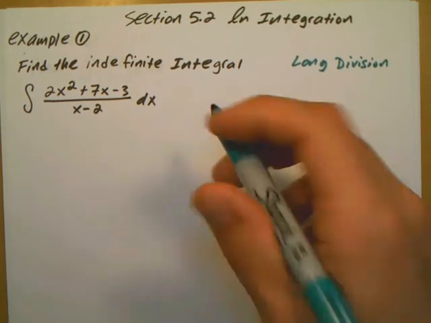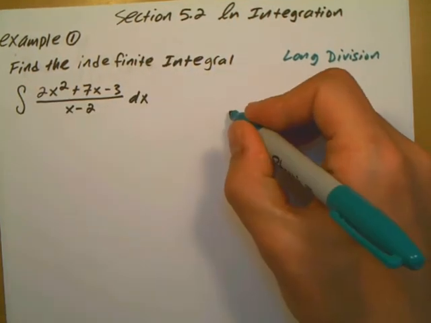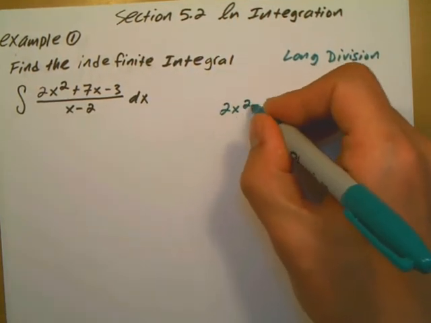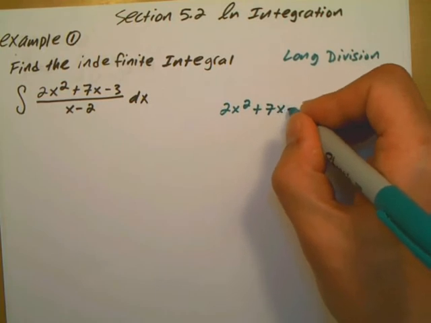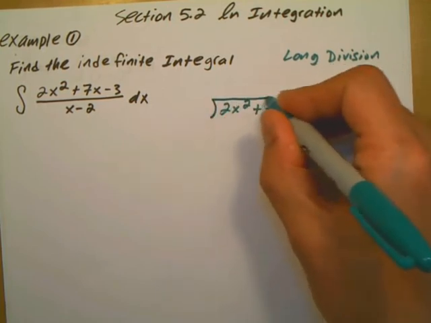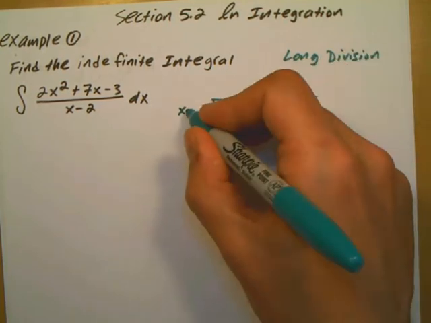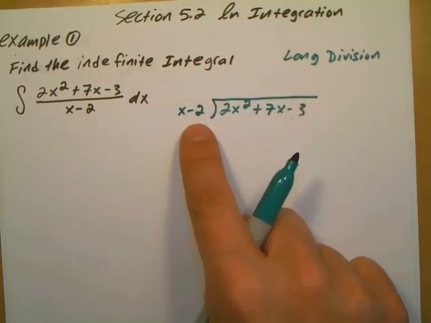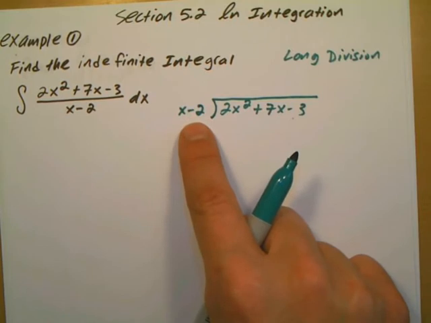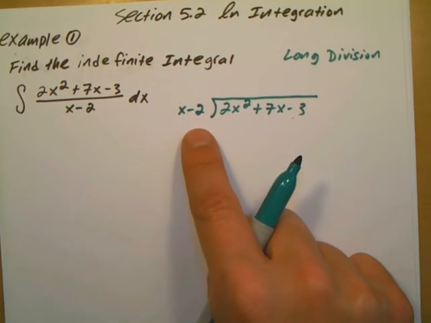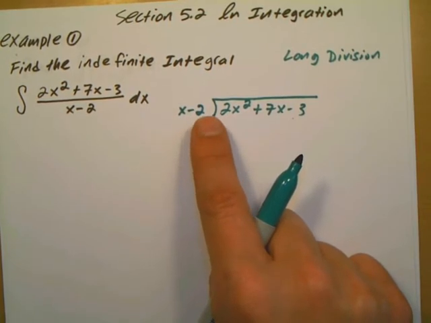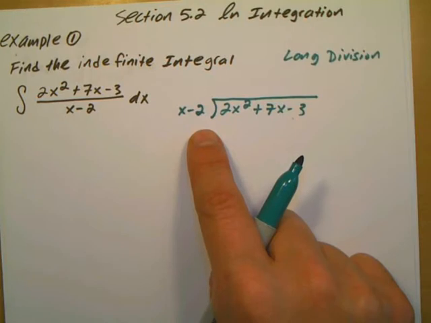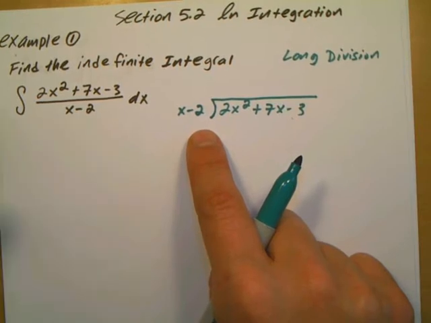So I'm going to go ahead and divide 2x squared plus 7x minus 3, all being divided by x minus 2. Now you can do a synthetic division on this one because it's linear. You could isolate x minus 2. But I'm going to just use long division because long division always works. But you're welcome to use synthetic division if the problem allows you to.